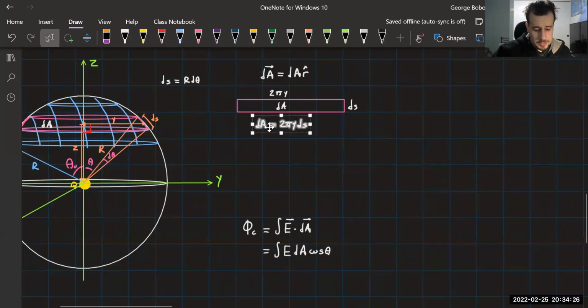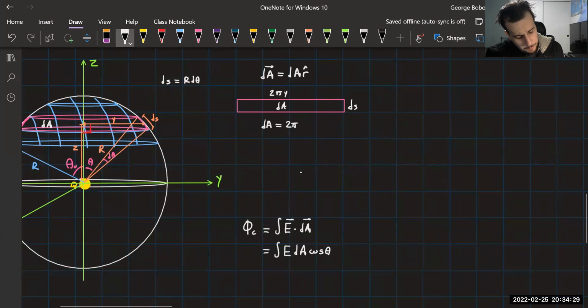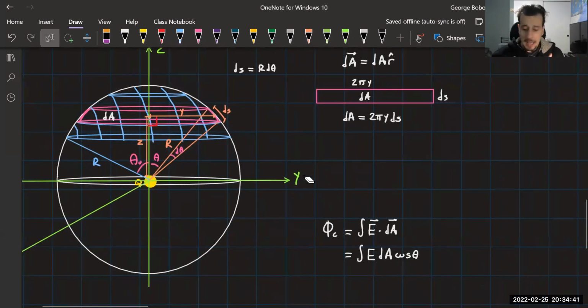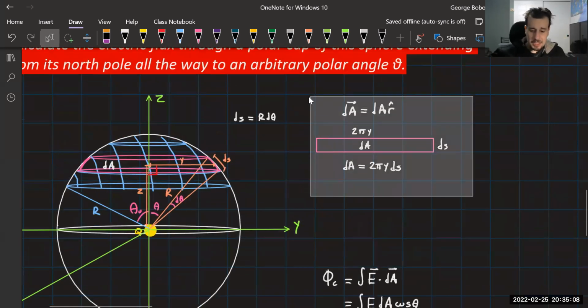So you go, what is this thing over here? ds, you said, is r d theta. And I know that y and theta are related to one another. Now, if I were you, since I've been given the opening angle of the polar cap, I probably want to work in theta. It doesn't mean you can't get to the answer if you work with y. But I've been given this and it's kind of hinting that I should be working with theta, right? So if I see y here, maybe it'd be a good idea to turn it into a theta. That's how I make my decisions.